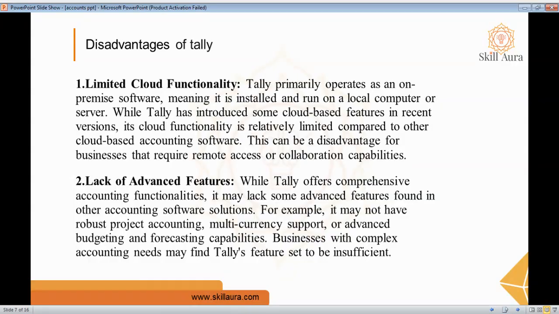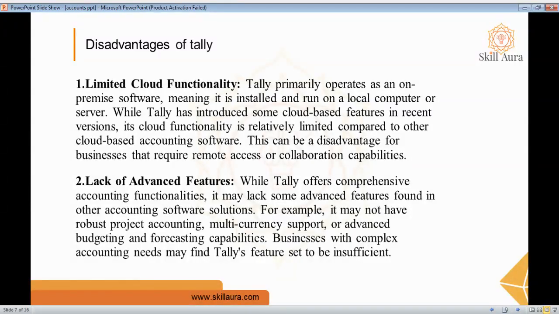Here, Tally is primarily an on-premise solution, and its cloud compatibility is limited, making it less accessible and scalable. This can be one of the disadvantages of Tally. Let's have an example. A business with multiple locations cannot access their Tally remotely, which makes it difficult to manage finances across locations.